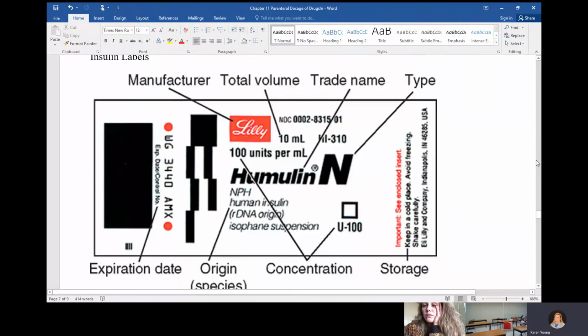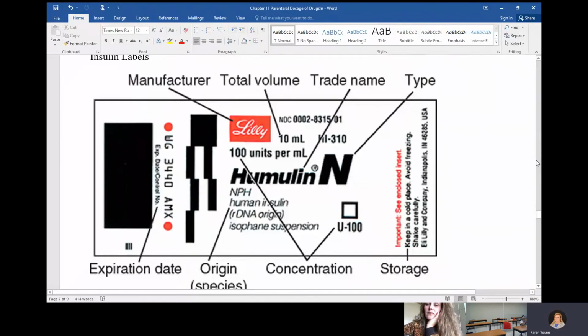So we want to always make sure it's a U100, because very rarely does a doctor order a U500. There's 2 different types. There's a U100 and a U500. The U500 is 500 units per milliliter. And from my understanding, that is given to somebody that has a very high insulin tolerance, very high insulin level.